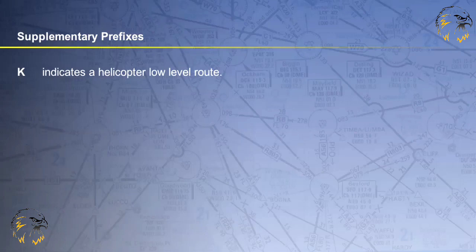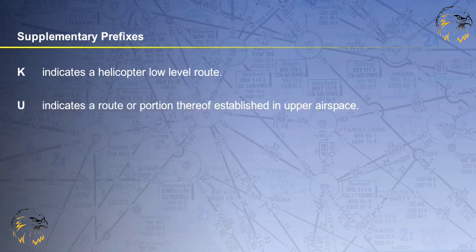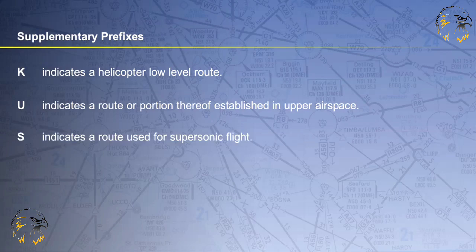Supplementary prefixes are applied to some routes to indicate specific types of use. K to indicate a helicopter low-level route, U to indicate a route or portion thereof established in upper airspace, and S to indicate a route used for supersonic flight.